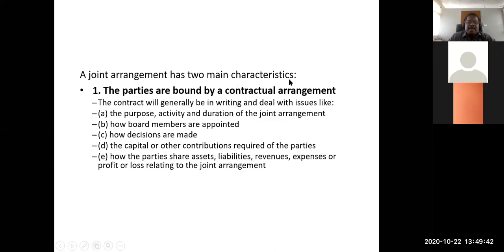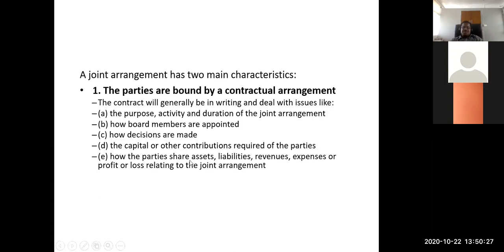A joint arrangement has two main characteristics. The parties are bound by a contractual arrangement. The parties involved in this joint arrangement have an agreement. We call it a contractual agreement. In a contractual agreement: the purpose, activity, duration of the joint arrangement, how board members are appointed, how decisions are made, the capital and other contributions required by the parties, and how parties share assets and liabilities, revenue, expenses, and profit or loss related to the joint arrangement. How they are sharing is in the agreement.